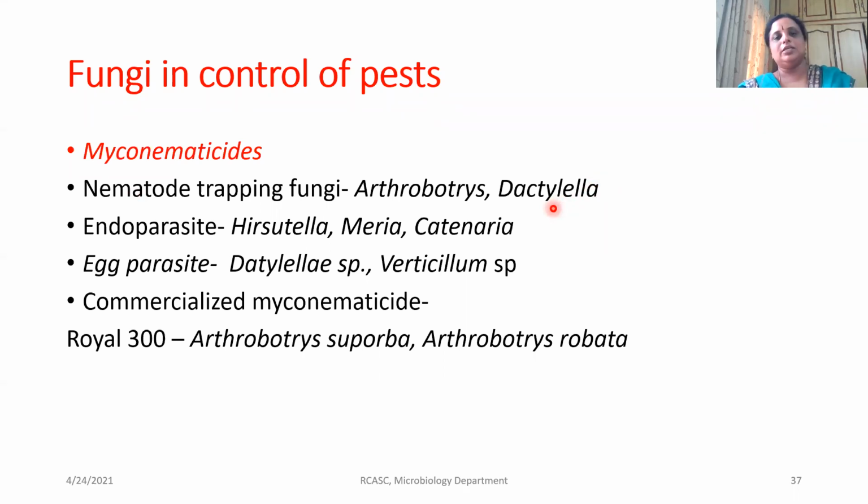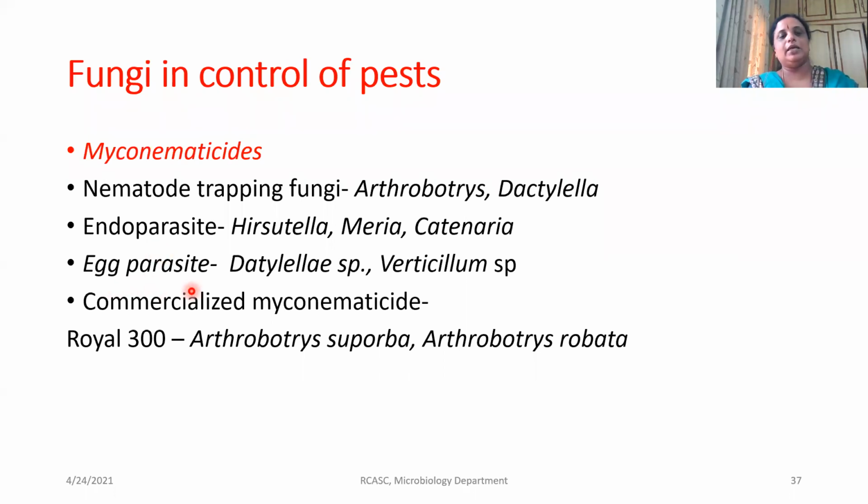They produce a sticky substance, and when the nematodes come in contact, they get trapped, or they produce loop-like structures, and once the nematode passes through the loop, it gets tied down. Also, there are certain Harposporium species, Meria species and Catenaria species, which become endoparasites. If they come in contact with the nematodes, they infect the nematode, become a parasite inside it and destroy it. The mode of action of myconematicides is one mechanical mode, that is, by just trapping them. The other mechanism is becoming a parasite inside the nematode and destroying it.